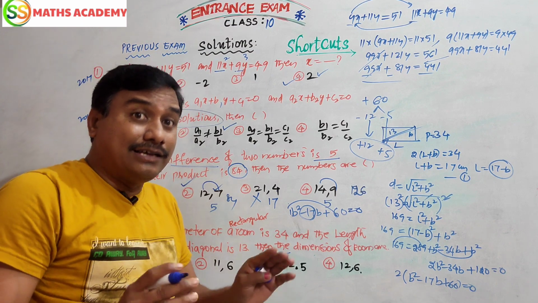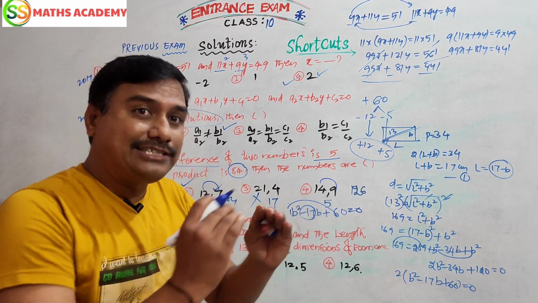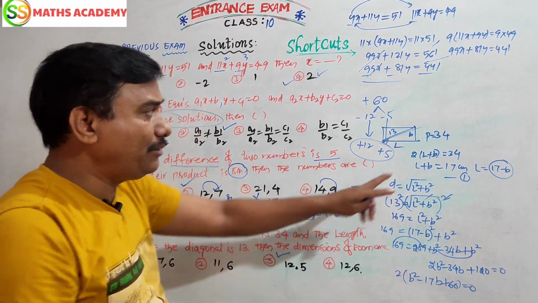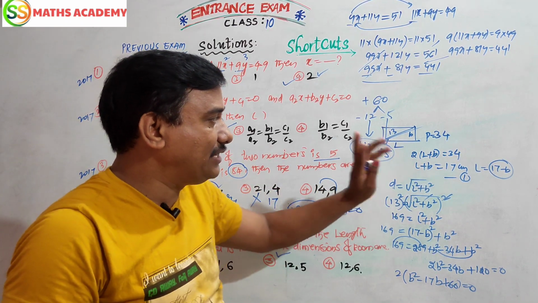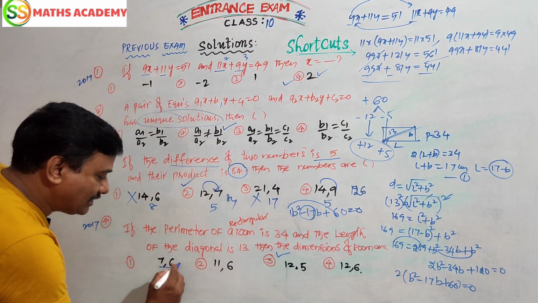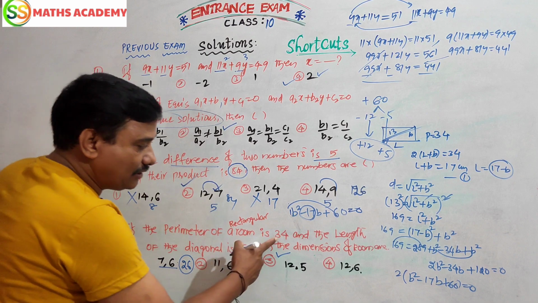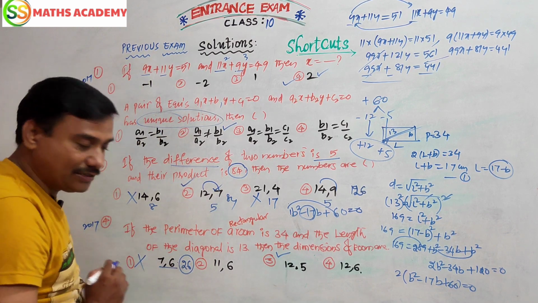Perimeter means 2 lengths, 2 breadths. And what are the options given? You have to add them and double it. Perimeter means sum of the 2 and double it. Here 7 plus 6, 13, double 26. Here 34. This is my option.